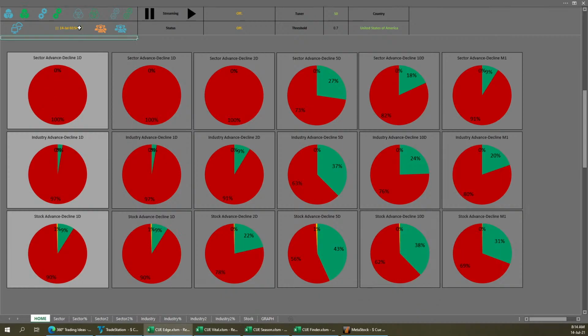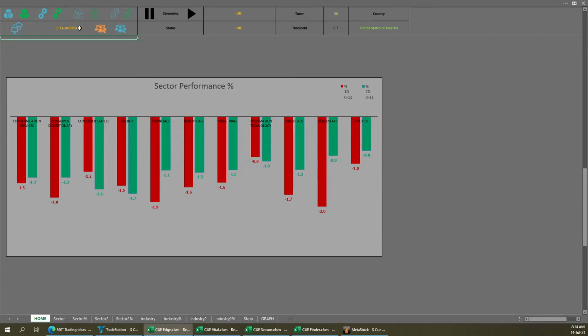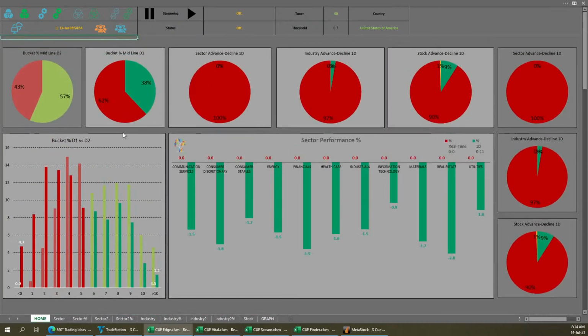Let's now look at the bucket. The pie chart for 1 day to 1 month advance decline breadth, sector, industry, stock looks bearish. But if I look at the bucket analysis, it has turned bearish relative to yesterday.